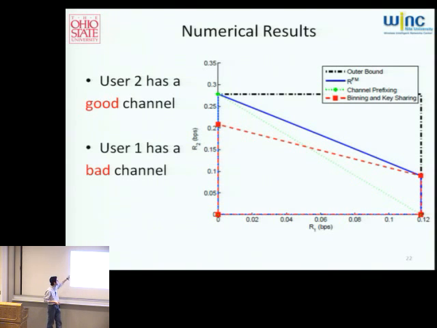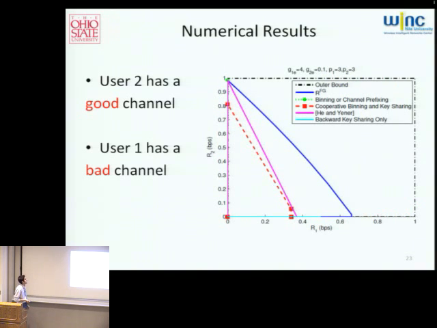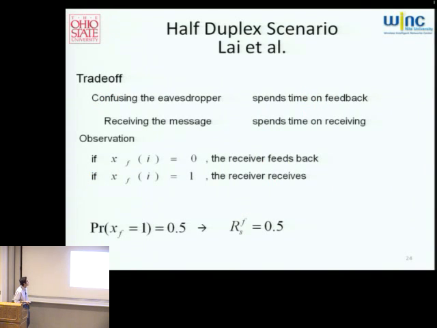On the other hand, if user 1 wants to achieve its maximum, user 2 would rather transmit than jam the channel, because user 2 has a good channel. So in that case, random binning achieves the maximum we have, the corner point. However, that's not the case in the Gaussian channel. So I'll skip this and go to the half duplex.